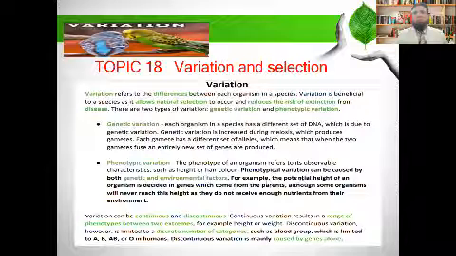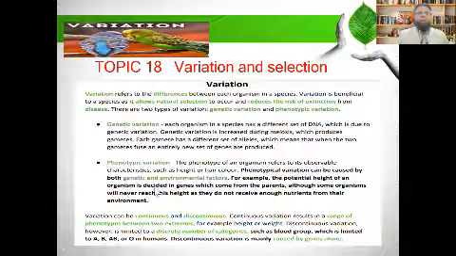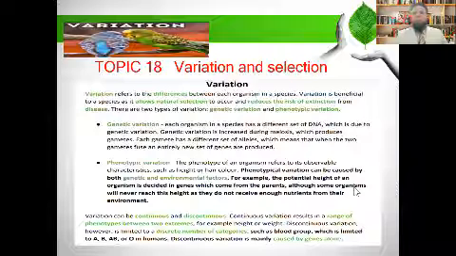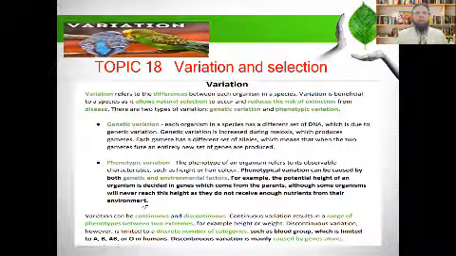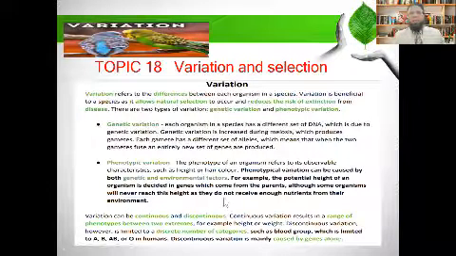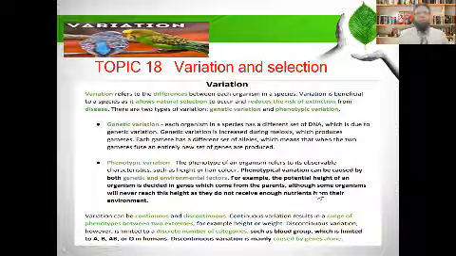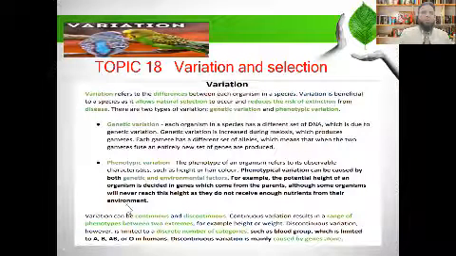For example, the potential height of an organism is decided in genes which come from the parents, although some organisms will never reach this height as they do not receive enough nutrients from their environment.